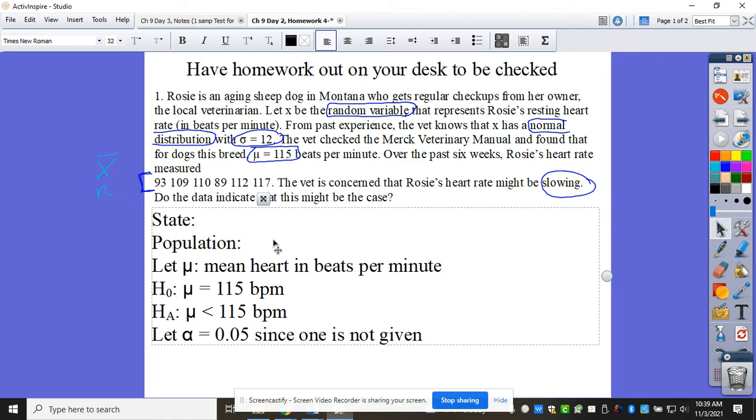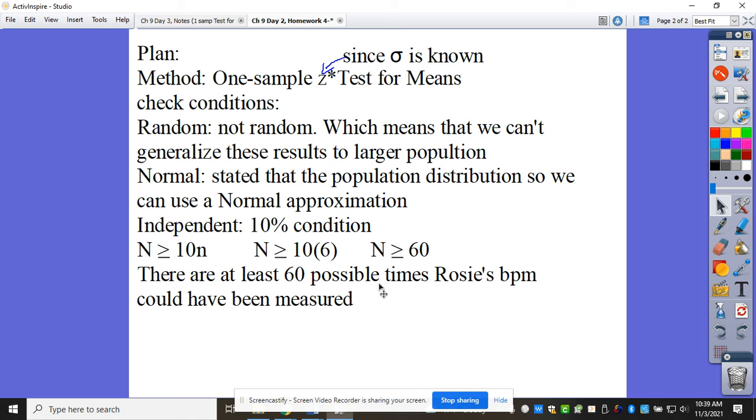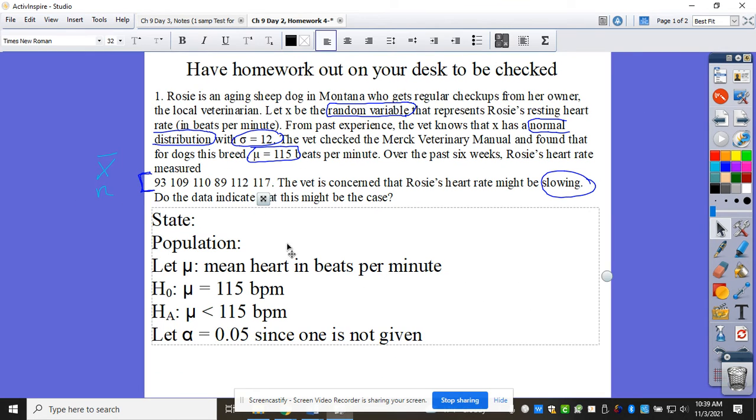So now that we've done that, what should our population be? We just stated it. So what would the population be? All possible times where the heart rate could be measured in the past.